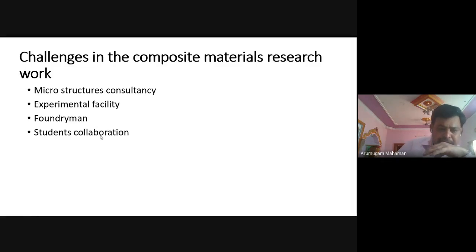And student collaboration is very important. BTech projects, MTech projects, everything is there. You can engage them in this work, particularly composite material development, property testing, everything. Once you engage students and properly motivate them, they will do wonders. So this is one of the important things I want to share.